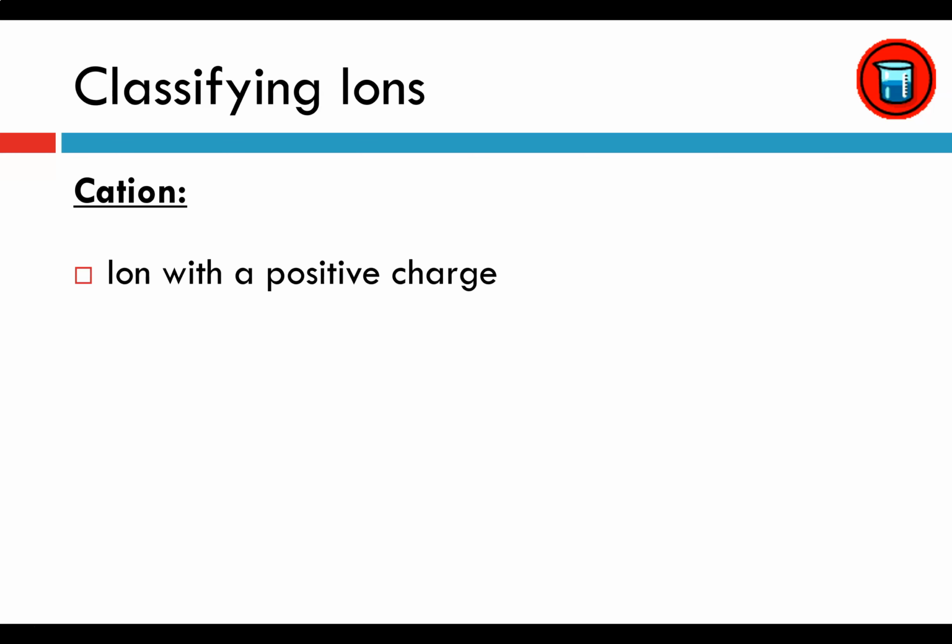Cations are ions with a positive charge. The way I remember this is the word cation has a letter T in it, and a T is kind of like a little plus sign. So that's how I remember cations have a positive charge. I've also heard, more adorably, a cat has paws, a positive charge. Whatever works for you is completely fine with me.